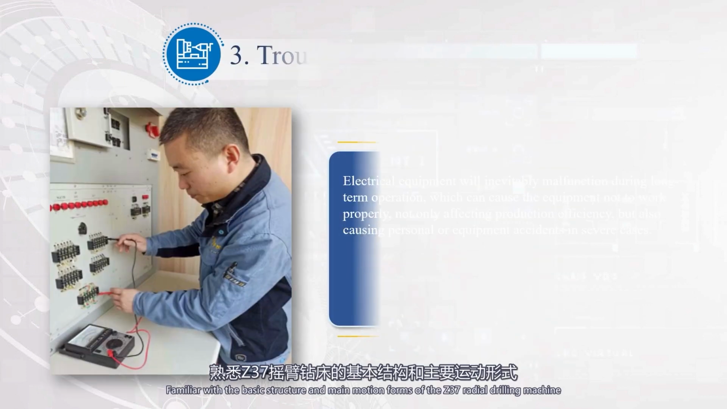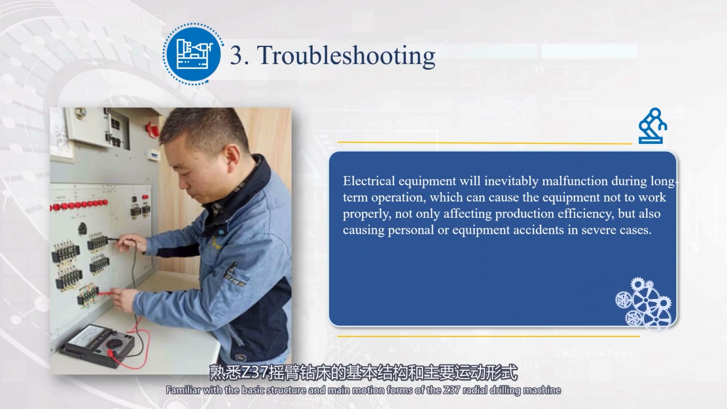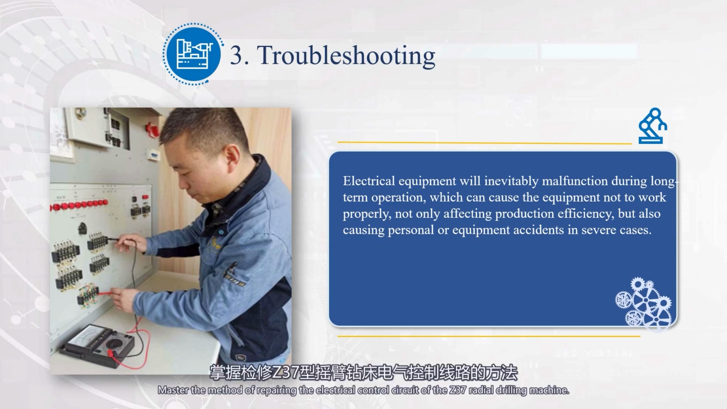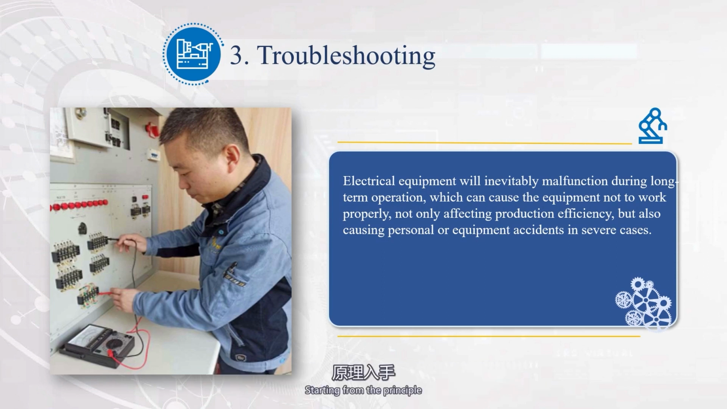Familiarize yourself with the basic structure and main motion forms of the Z37 radial drilling machine, master the working principle of the circuit, and be able to troubleshoot common faults. Master the method of repairing the electrical control circuit of the Z37 radial drilling machine. Starting from the principle, the correct operation phenomenon should be very clear: under which conditions which line is in the path state and which line is in the open circuit state. The difficulty is to quickly troubleshoot, improve production efficiency, and identify the cause of faults.